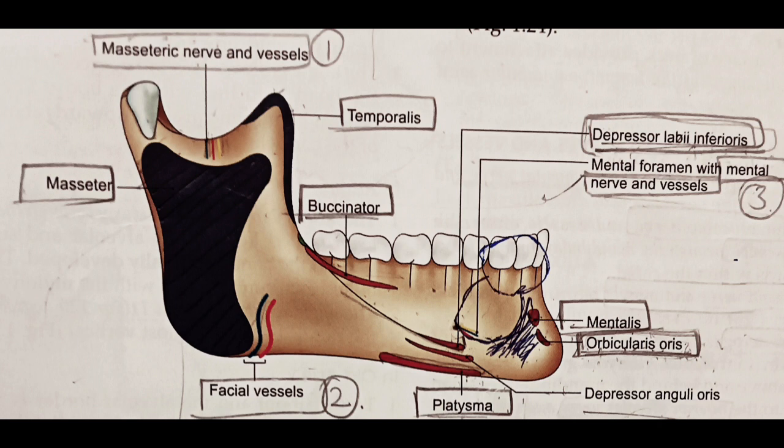The next muscles we will discuss are the mentalis as well as the orbicularis oris muscle. The incisive fossa gives origin to the mentalis muscle and the mental slips of the orbicularis oris muscle.